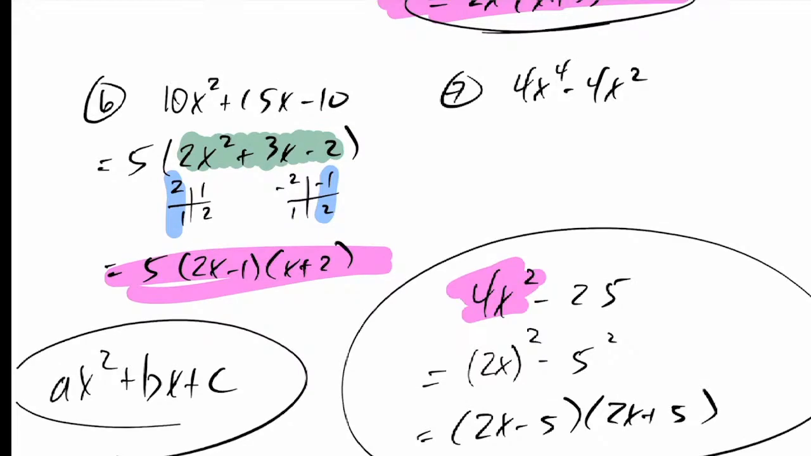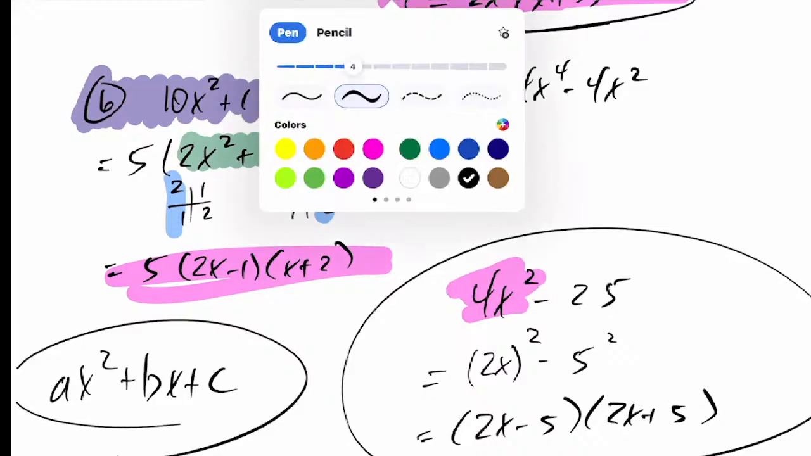I just did it right here. Here's a complex one. I GCF'd it out. I was still left with a complex trinomial inside.